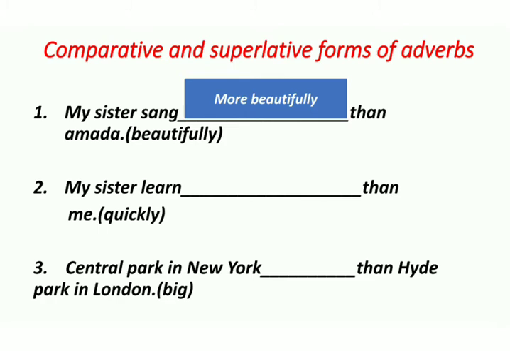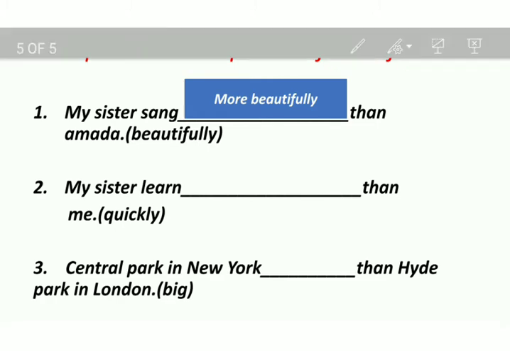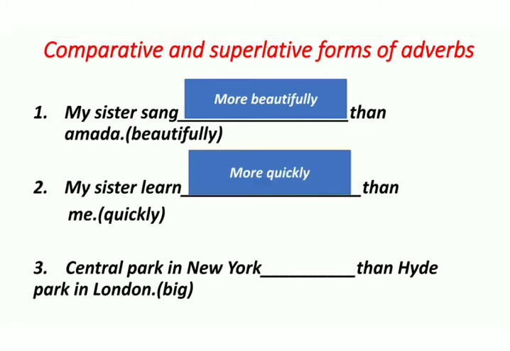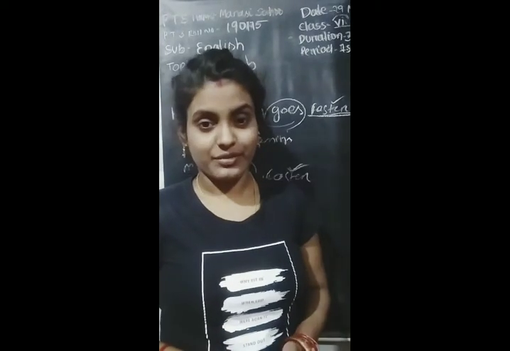Okay, so now the next. Very good, Radha. My sister learned more quickly than me. So here the word modifies the verb learned. Okay, very good. Now Shashank, you tell me. Very good. Central Park in New York is bigger than Hyde Park in London. Okay, very good. Well done, my students. You all did this activity very well.